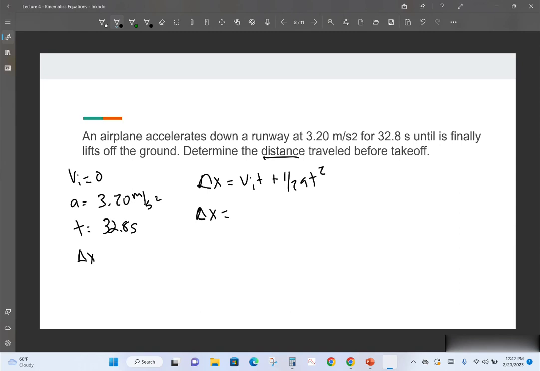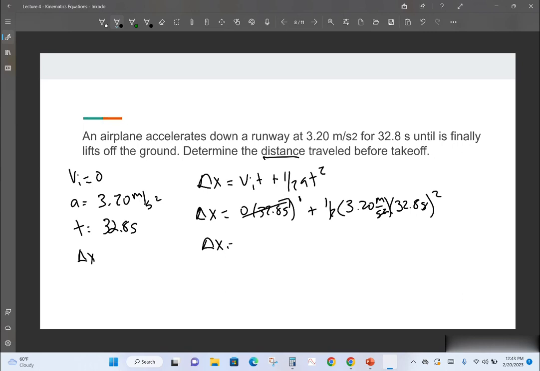Delta x equals 0 times 32.8 seconds plus 1/2 times 3.20 meters per second squared times 32.8 seconds squared. Let's check our units. This is going to go to 0. We want our units to be in meters. So when we multiply meters per second squared times this time squared, our seconds are going to cancel out. We're going to be left with meters.